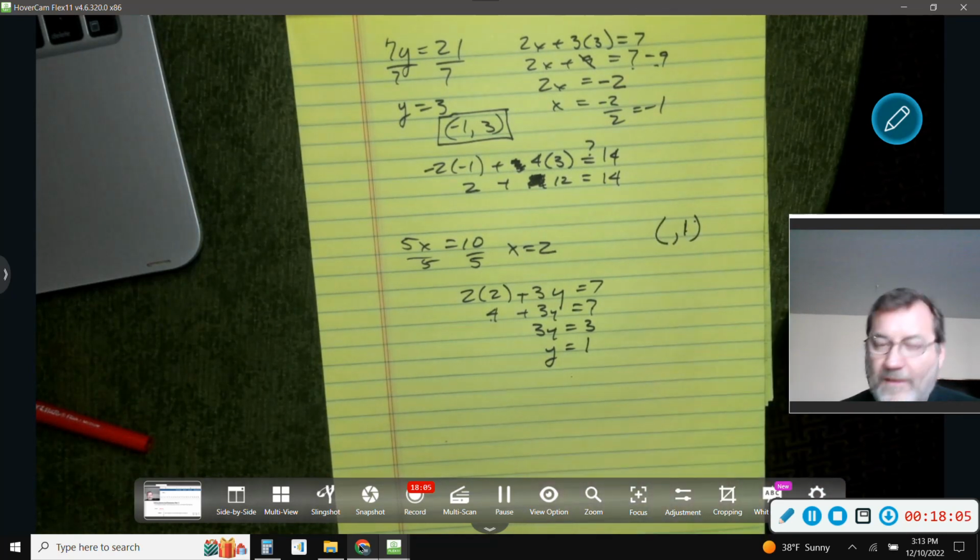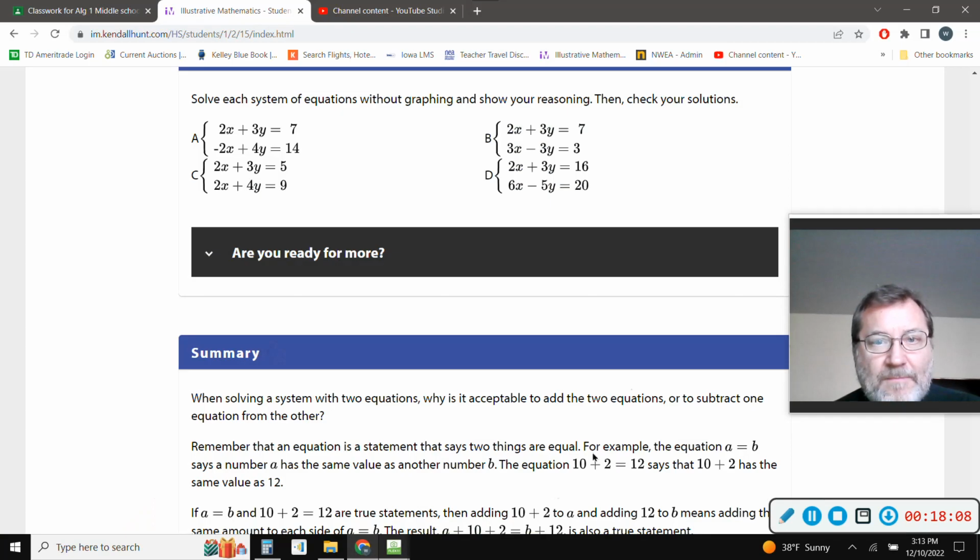Now y equals 1, let's go back to our original equations again. Let's see if we can solve this. All right. Did we figure out what x was? Yes, it was 2. All right, so let's try it on this bottom one.